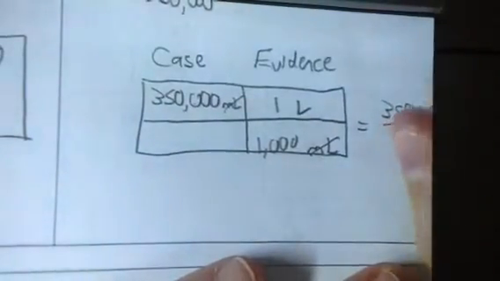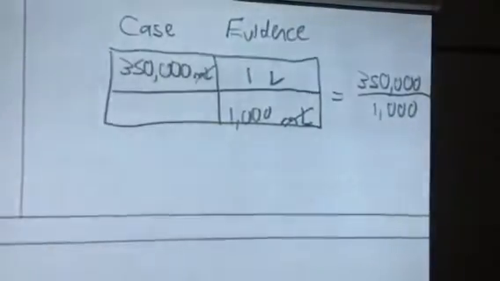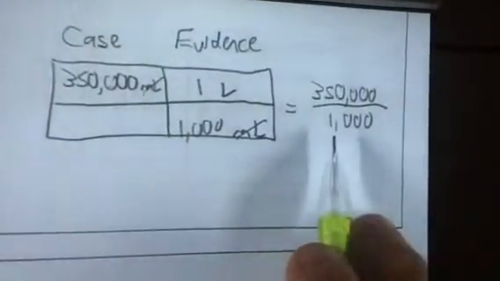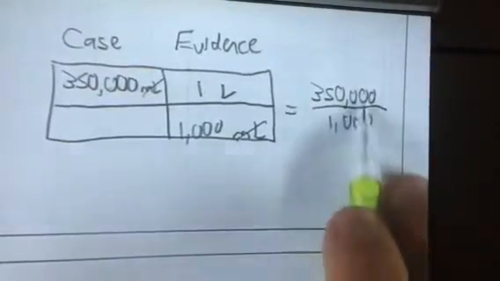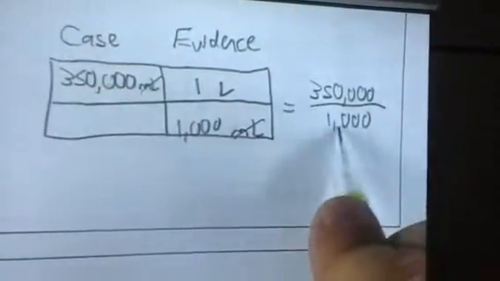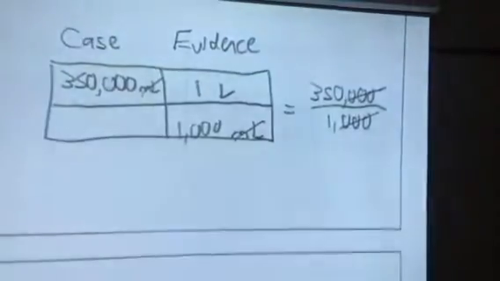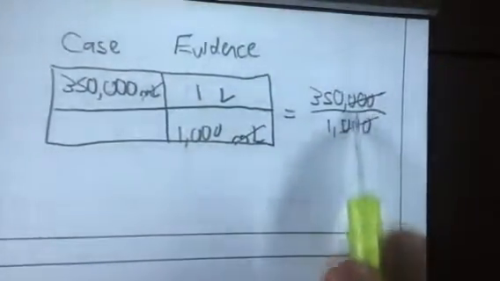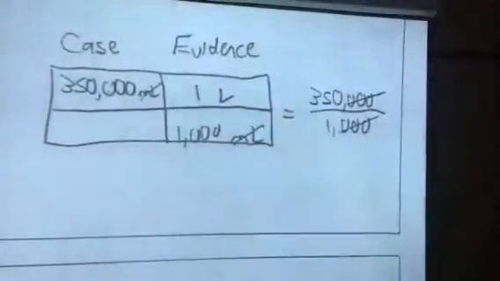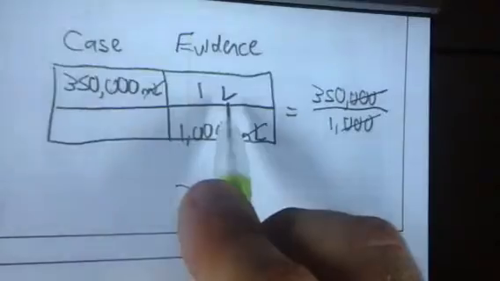Over 1,000. Now I just need to simplify that. An easy way to simplify that is if you've got these 3 zeros in the denominator, these 3 zeros in the numerator, those cancel, or you could just divide that out. Either way, that's the simpler way to do it. Just cancel out your zeros. Then I've got 350 over 1, which is just 350. I need a unit. The only thing that's left after those milliliters have canceled out is liters.